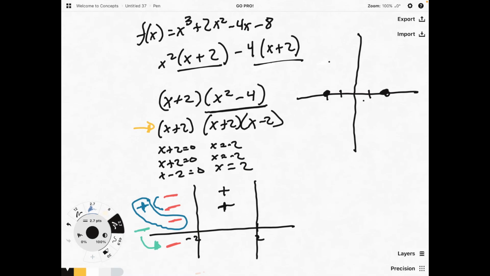And then x minus 2, plug in 0. That's going to be a -2, so that's negative. Now we have positive times positive, which is positive. Positive times a negative is a negative value.